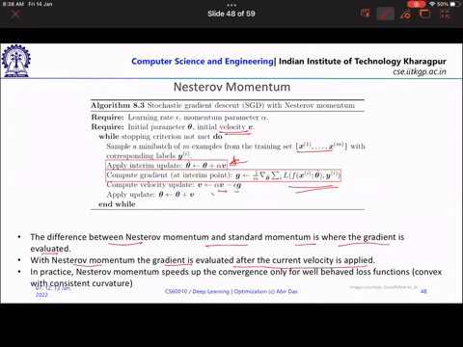Nesterov's idea can be employed in other optimization based methods, and we will see it in the last algorithm that we'll discuss, the Adam algorithm. In practice, Nesterov momentum speeds up the convergence only for well-behaved loss functions, meaning bowls which are not very elongated in one direction or flat in one direction. So convex with consistent curvature. That is what people have observed.